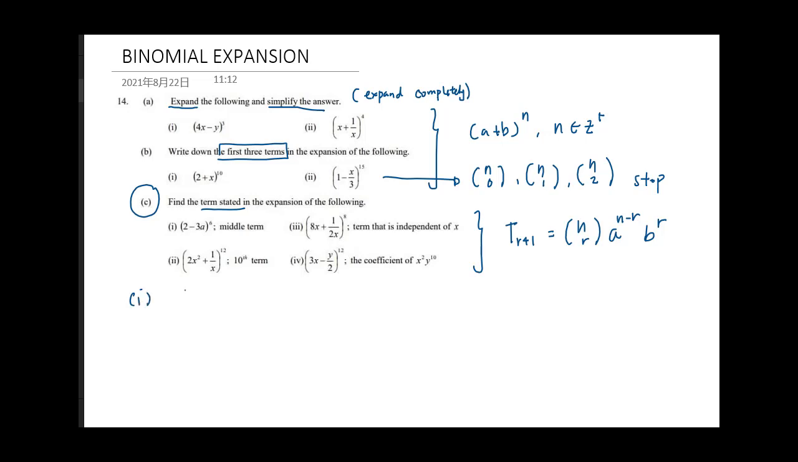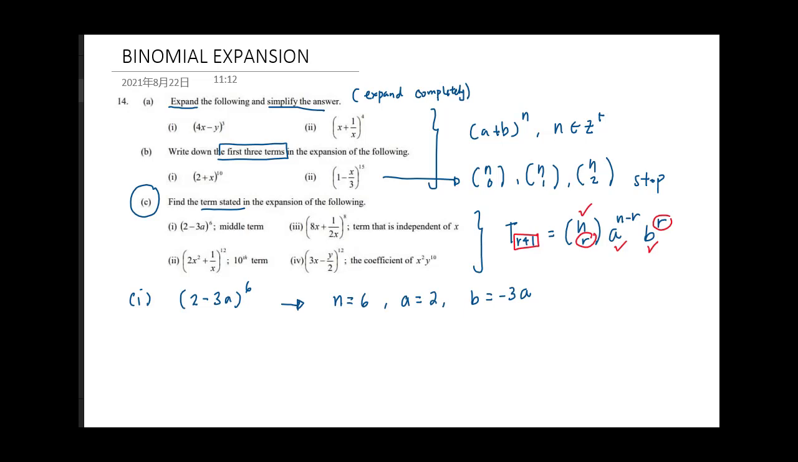In question 1, you are given (2 minus 3a) to the power of 6. The first thing you need to do is list out the information, where n equals 6, a equals 2, and b equals negative 3a. So you double check from here, you have n, a and b, but we don't have r. How to figure out the value of r is based on this T(r+1). We must know the term. If you don't know the term, there is another way to solve it, so I will explain about it.